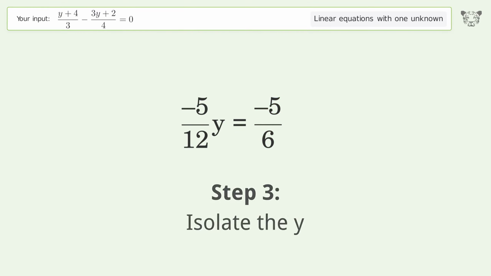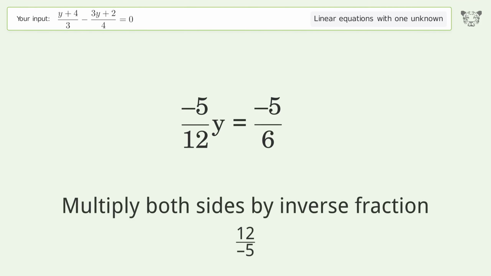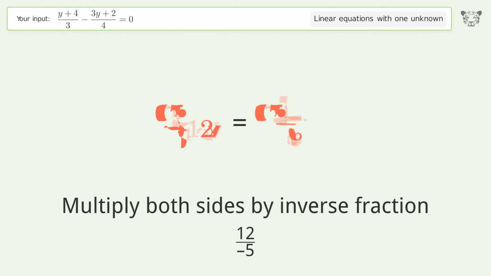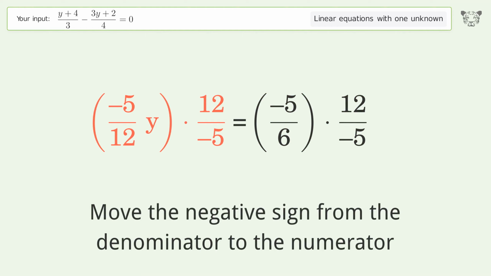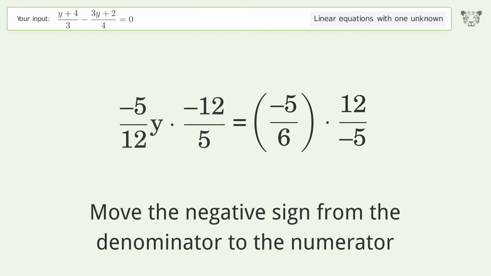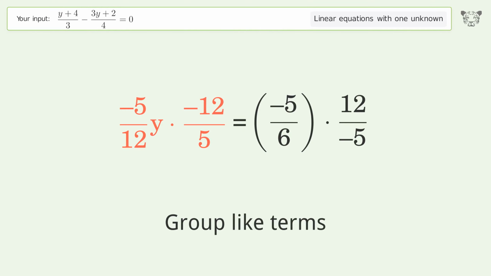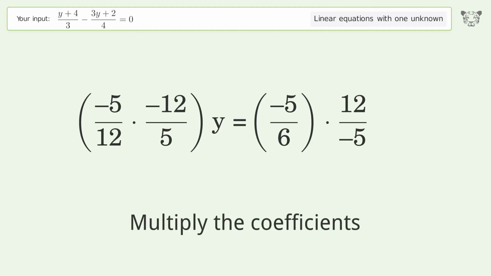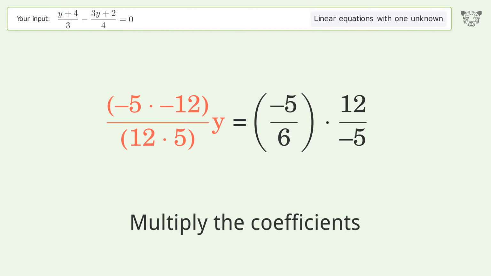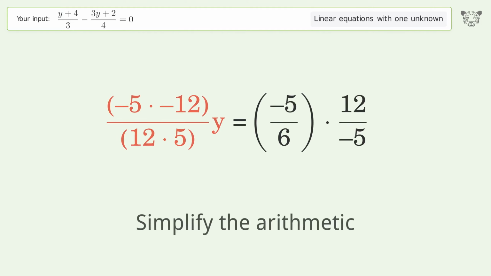Isolate the y. Multiply both sides by inverse fraction 12/5. Move the negative sign from the denominator to the numerator. Group like terms. Multiply the coefficients. Simplify the arithmetic.